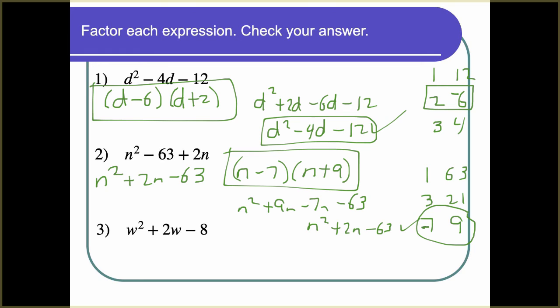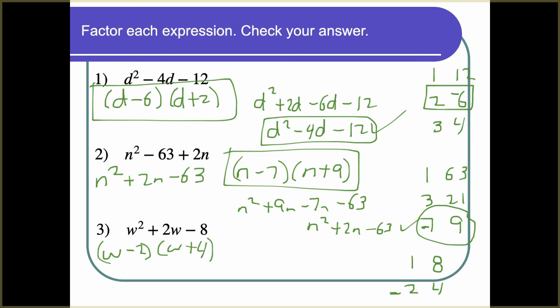The last one's already in standard form. We have a negative 8 and a 2. So we want to look for factors of 8. We have opposite factors again. We're going to have a positive and a negative factor. The factors of 8 are 1 and 8, 2 and 4. We need to have a positive factor and a negative factor. We want to get to a positive 2. Our larger factor will be positive. And the ones that work are negative 2 and positive 4. So we should get w minus 2 and w plus 4.